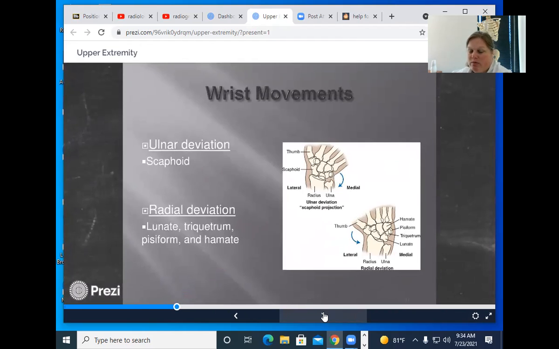Now we have special movements of our wrists. We can move left to right, side to side, thumb going in or pinky going down towards the arm. So radial deviation means that the radius is moving away from it. Sorry, ulnar deviation, going towards the ulna. Radial deviation, coming towards the radius. So one way or the other, which way are you moving or deviating from?